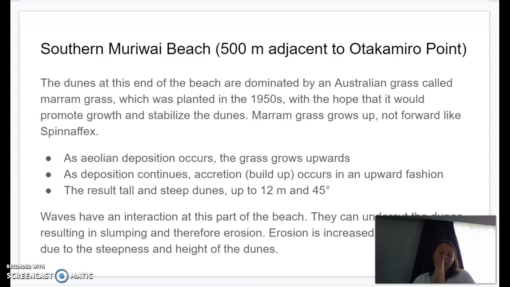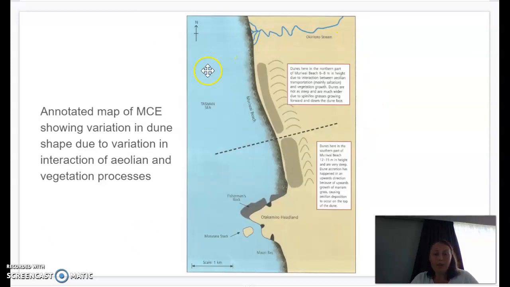So this is why in the southern end of the beach, down near the headland, we have very steep, unstable dunes because of the grasses that have been planted there. And in the northern part of the beach, we have wonderfully stable dunes because it's got the native grasses there. I hope this is making sense to you guys. Right.